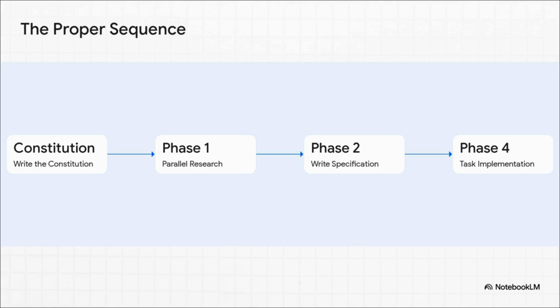Why? Because the constitution defines your coordinate system. It places a hard boundary around what good looks like before the AI even starts brainstorming or exploring ideas. If you don't have these guardrails in place during the research phase, your AI might suggest architectural patterns that completely violate your core standards. And honestly, you probably wouldn't catch it until it's way too late.